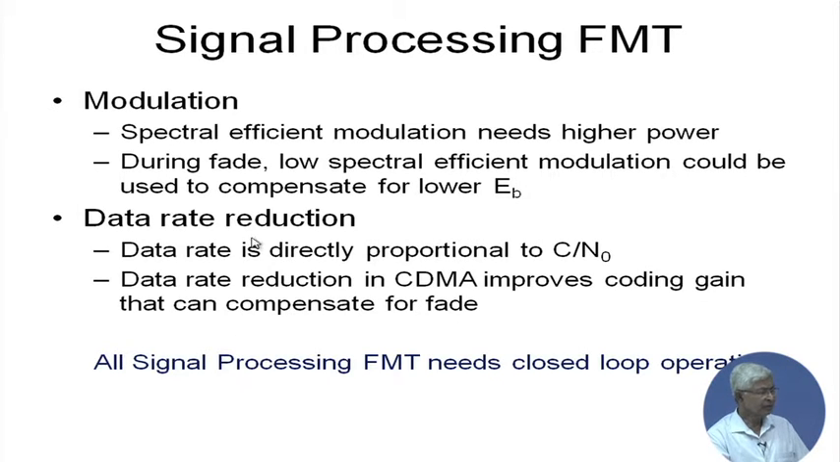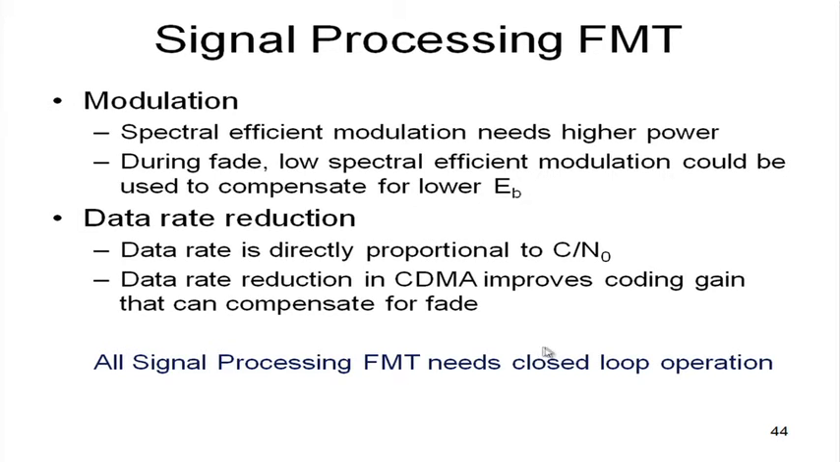Now all these signal processing techniques, which include the coding, the modulation and the data rate reduction, need a certain closed loop operation, obviously, because the system is operating, let us say, between a hub and a remote terminal. Signal communication is operating, and the communication takes a fraction of a second, almost 250 millisecond, going up and coming down, one hop.